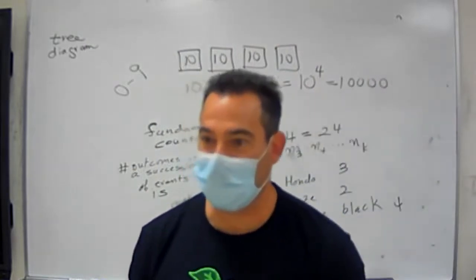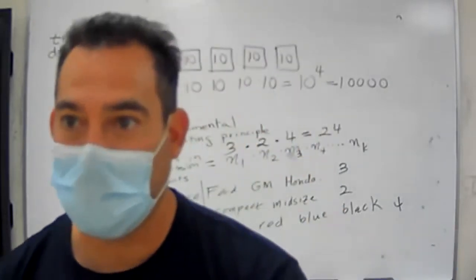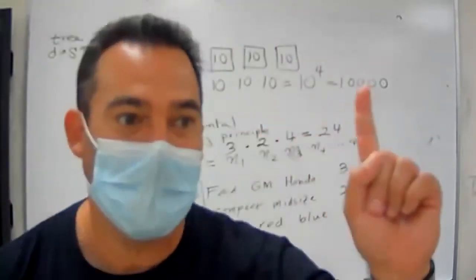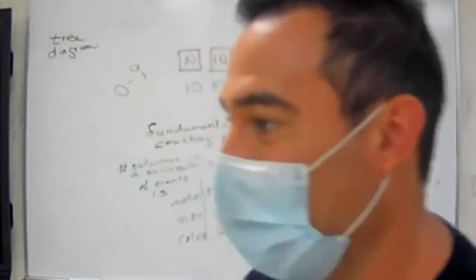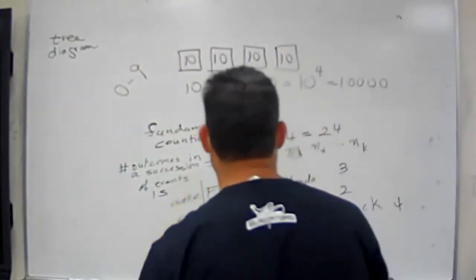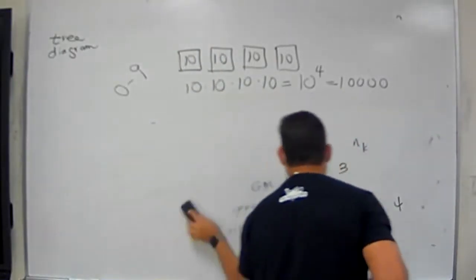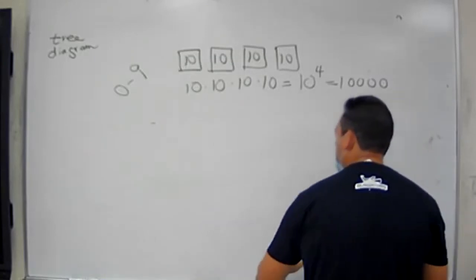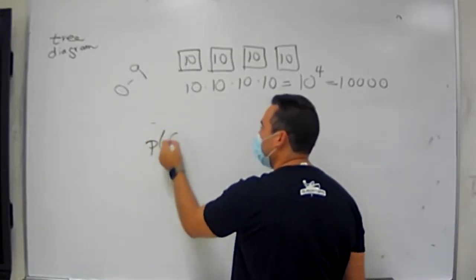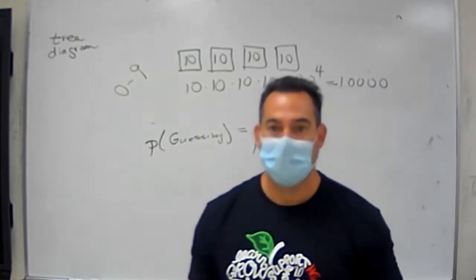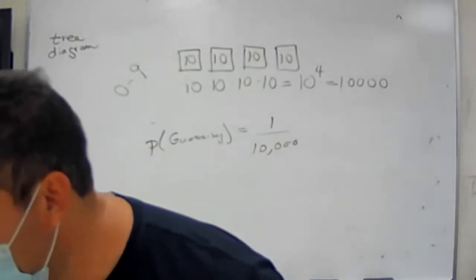There are 10,000 different possible results. Either you could have 0000, 0001, 0002, all the way to 9999. Does that make sense? And one of them is the only answer to open that door. So we would say that the probability of guessing correctly is 1 out of 10,000. That's how probability works, and that's the rule for probability.